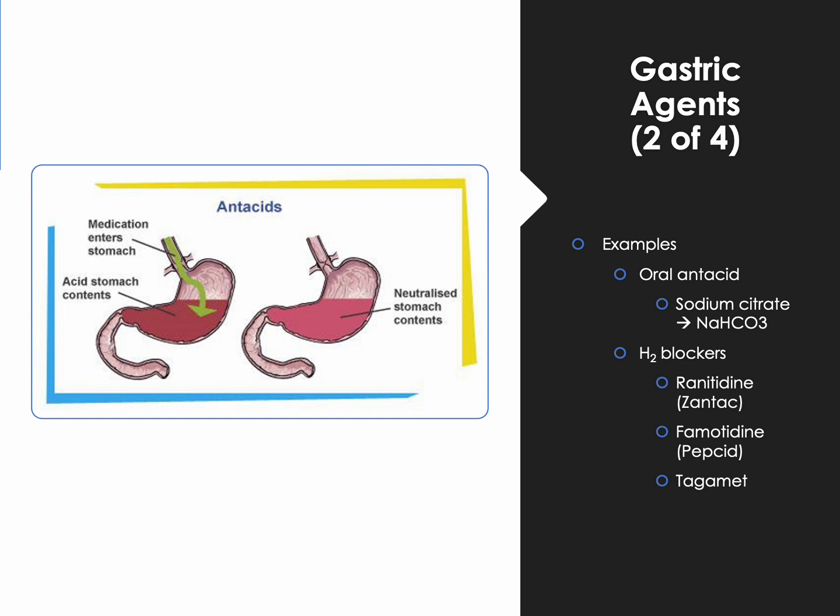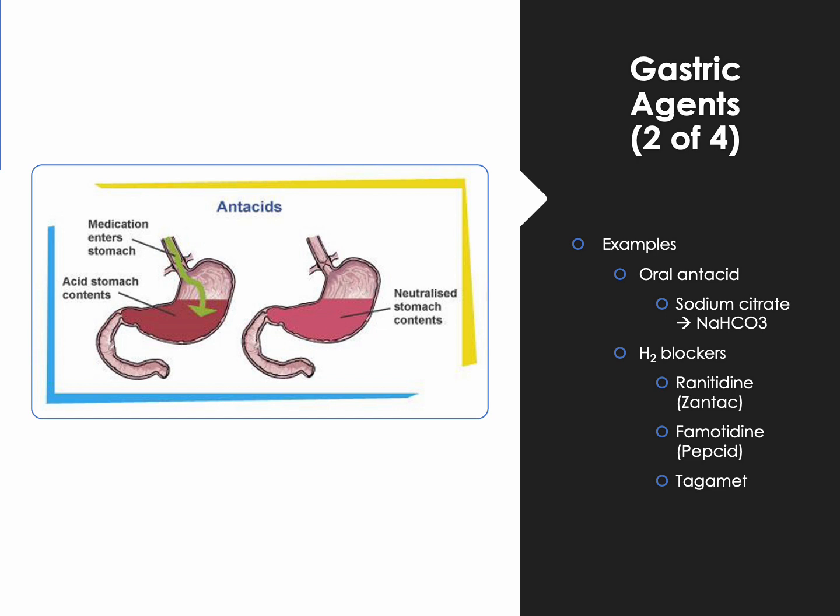So let's talk about H2 blockers, also referred to as histamine blockers. Those are the ones that block the production of gastric acid. So remember, antacids neutralize the acids. H2 blockers block the acid from being secreted, right? And there are these specialized cells in the stomach called parietal cells. And so these H2 blockers stop these parietal cells from producing gastric acid.